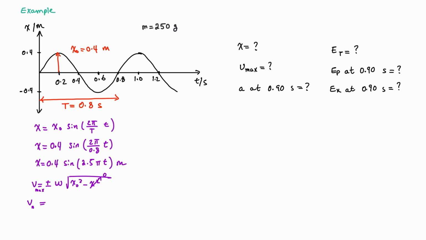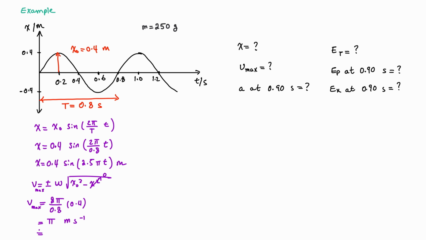We don't really care about the negative sign. So V max will equal omega here, which is 2 pi over the period, that's 0.8, multiplied by the square root of the amplitude squared, which ends up being 0.4. Putting everything together, we get the speed as pi meters per second.